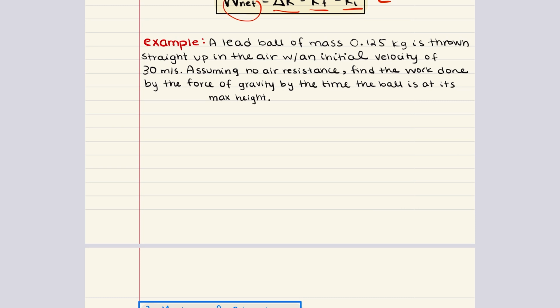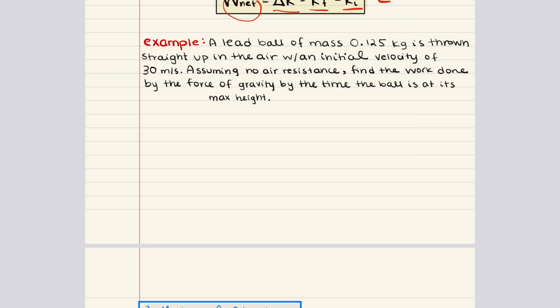This example says a lead ball of mass 0.125 kilograms is thrown straight up in the air with an initial velocity of 30 meters per second. Assuming no air resistance, find the work done by the force of gravity by the time the ball is at its maximum height. Now, the answer to this problem can be calculated using kinematics and then determining the maximum height of the ball, but it's actually going to be a lot simpler to calculate by just using the work-energy theorem.